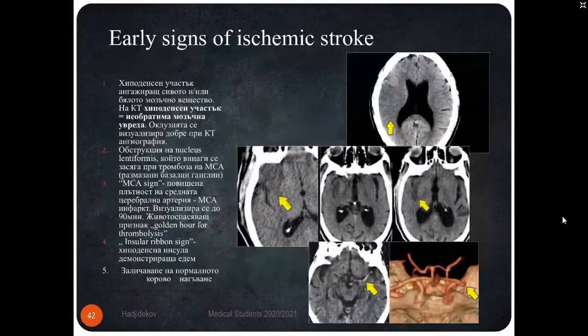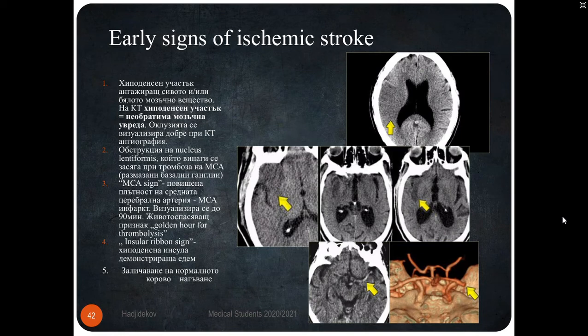And the early signs of the ischemic stroke, what are they? Sometimes we can observe some hypodense areas. Take a look at the upper image. On the right side, it's slightly hypodense compared to the left side, where you have this yellow arrow. And this is probably a hypodense area of irreversible brain damage.